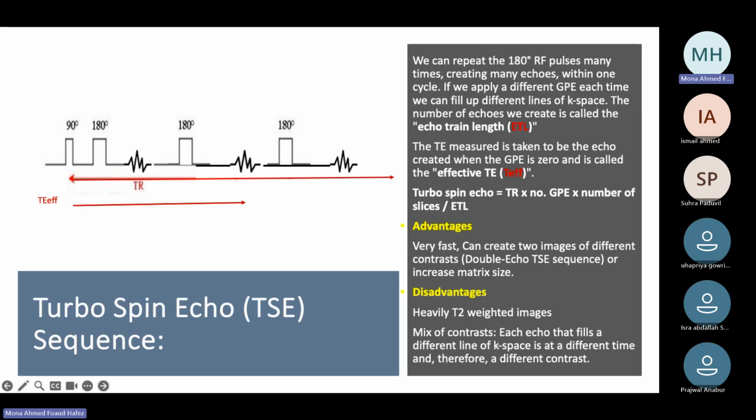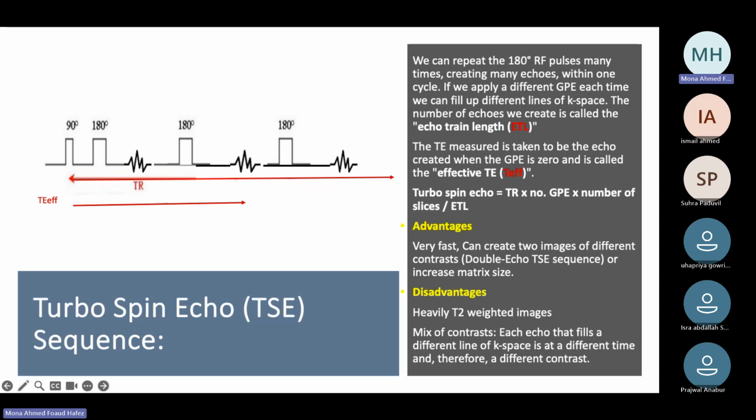Another concept is turbo-spin echo. What is the turbo-spin echo? We can repeat 180-degree radio frequency pulses many times, creating many echoes within one cycle. If we apply a different phase encoding gradient each time, we can fill up different lines of k-space. The number of echoes we create is called the echo train length. So we apply one 90-degree pulse and multiple 180-degree pulses.